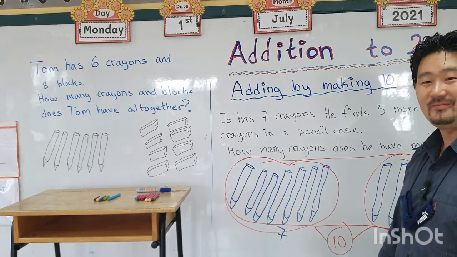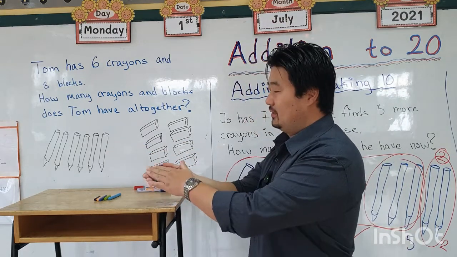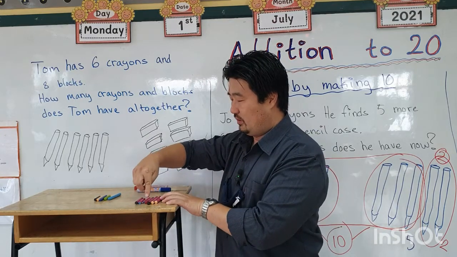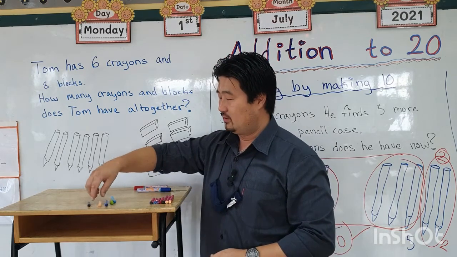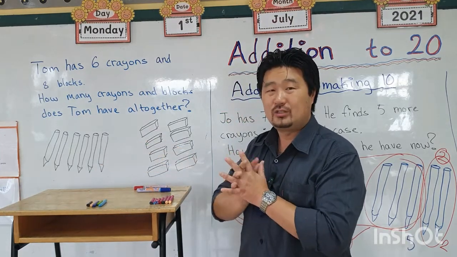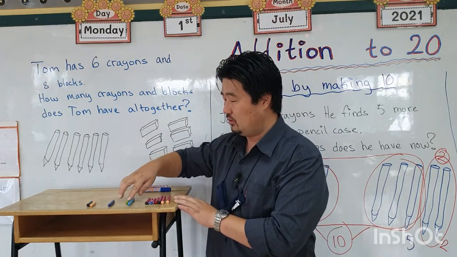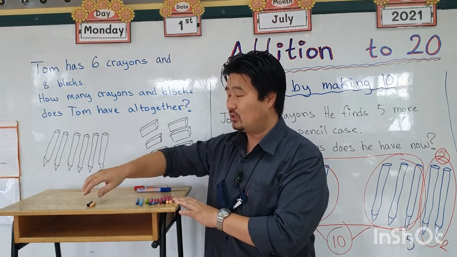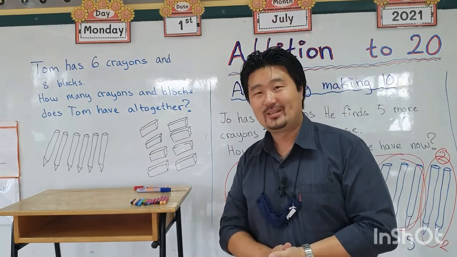Okay? Do you understand? So if you do it physically, so then you have 7 crayons here. 1, 2, 3, 4, 5, 6, 7. 7 crayons, and then plus 5. 1, 2, 3, 4, 5. But then let's add 10. Add on by making 10. So 7 plus 3. 1, 2, 3, 10. And then you automatically know that 10 plus 2 is 12. So it's faster. Okay? Do you understand?